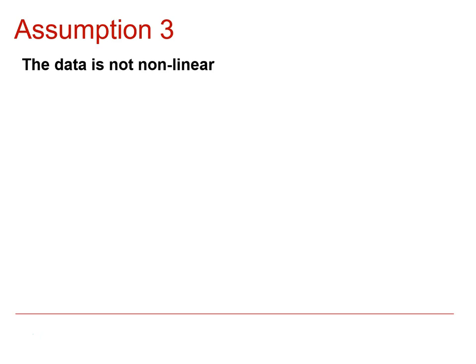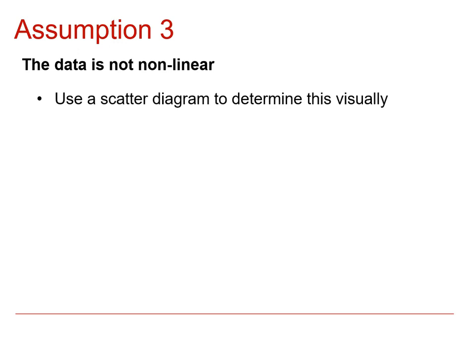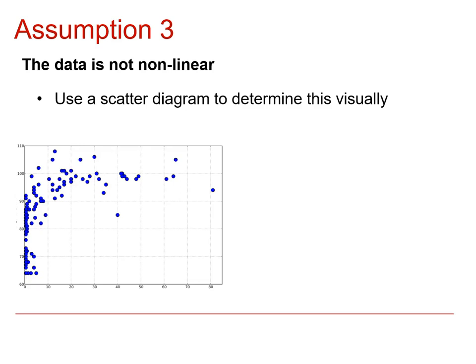Assumption 3, the data is not nonlinear. Now I've phrased it in that way because it doesn't necessarily look like a line. It doesn't necessarily look as we would associate linear to be. But it should definitely not look nonlinear. We should use a scatter diagram to determine this visually. So for instance, this scatter diagram is certainly not linear. It looks like it has a curve, so that is non-linear. No good for our test.